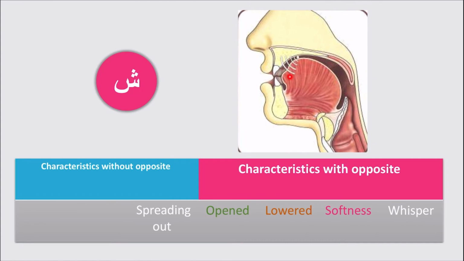And Sheen, as you know, is articulated from the middle of the tongue when it is elevated to be closer to the roof of the mouth, and the sound spreads outside making the ash sound.